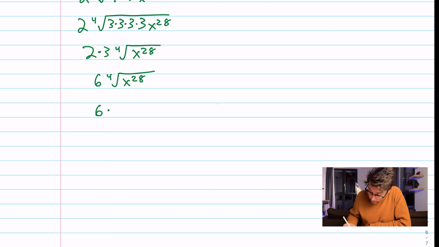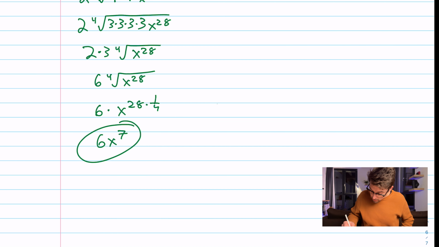So if we have 6 right here, I know that I'm going to multiply by the reciprocal of my index. My index is 4, my reciprocal is 1/4. Now look at that. I have 6 times x to the 28 over 4, and that is going to be 6x to the 7th, and I'm done. That's my final answer.